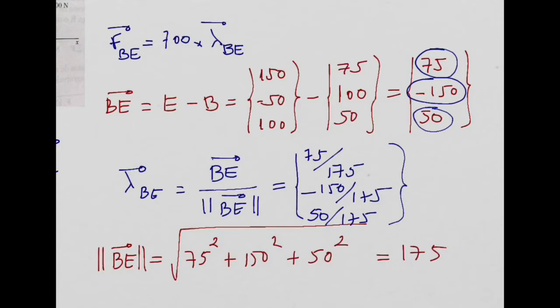Okay. We can maybe simplify this a bit more. How much is this? 3 over 7? Yes. So this one is minus 6 over 7, right? And now this is 3 times smaller, so it is 2 over 7. So hopefully this lambda BE is a unit vector that will give me the direction of my force, my 700 newtons force.